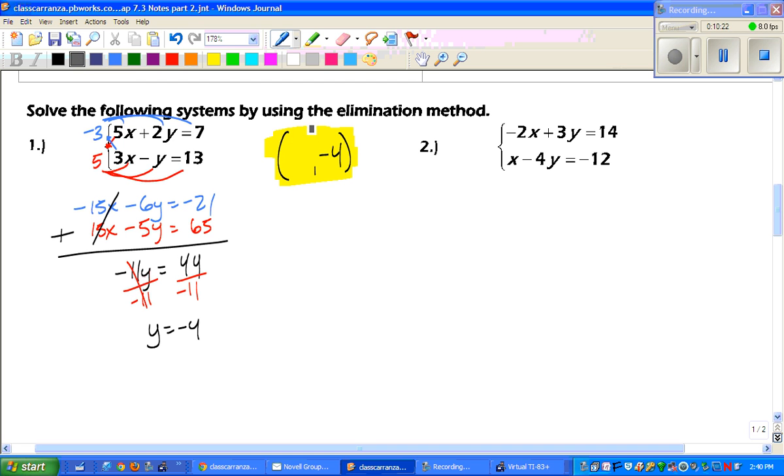Okay, and plug in either one. So I'm going to go to the top this time. 2 times negative 4 is negative 8. Add the 8 to both sides, and you get 5x equals 15. Divide both sides by 5. X equals 3.